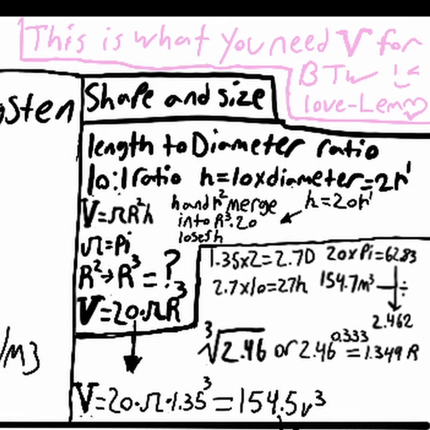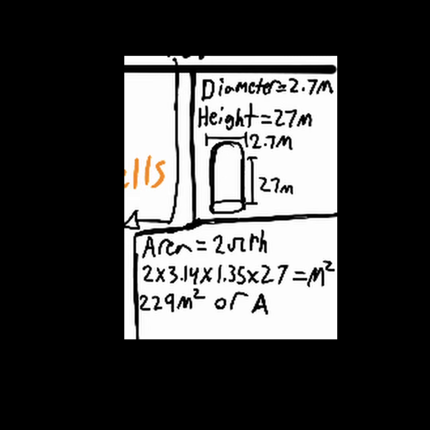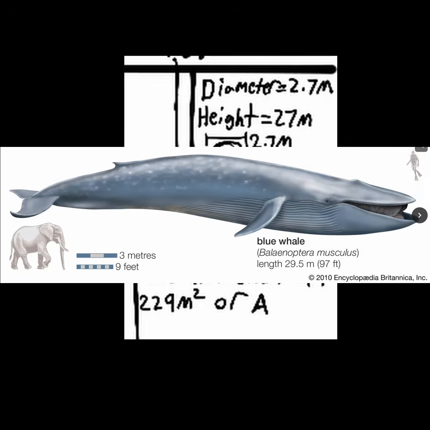And at the end of it, what is the result? We get the diameter of 2.7 meters, a height of 27 meters, and an area of 229. And what does that look like in real life? About the average size of a blue whale.